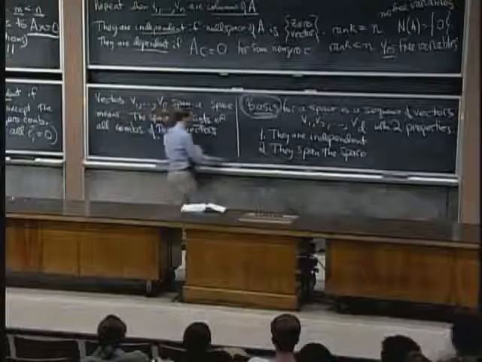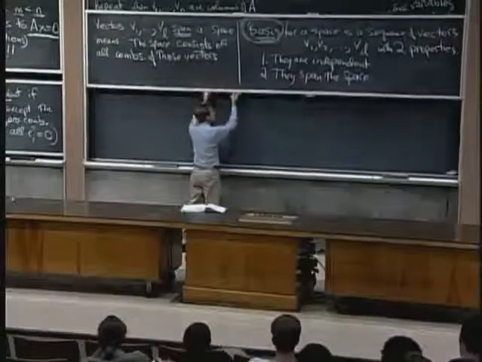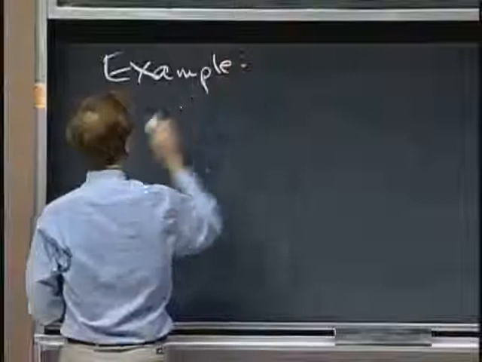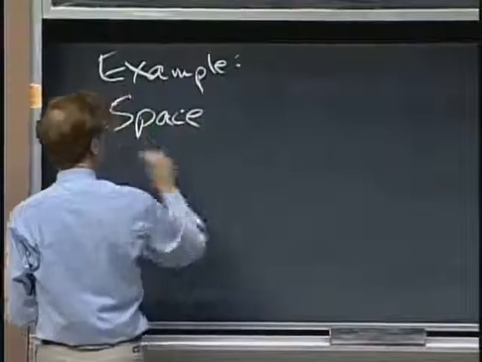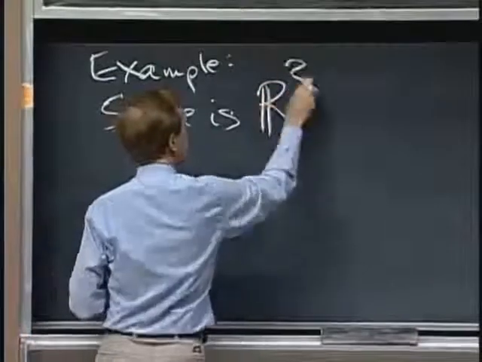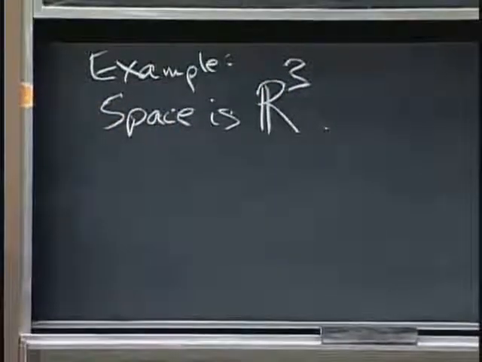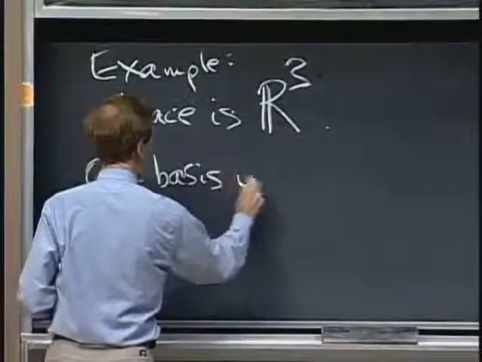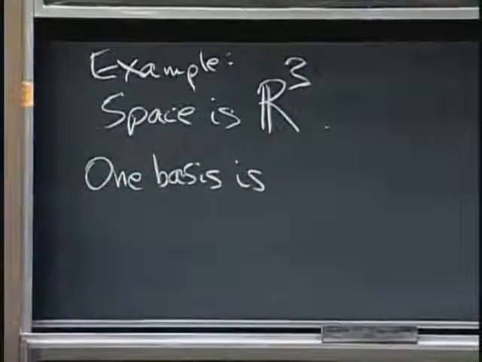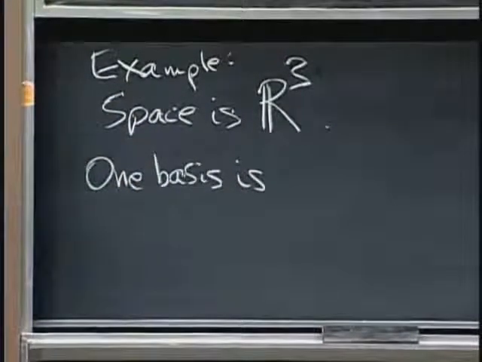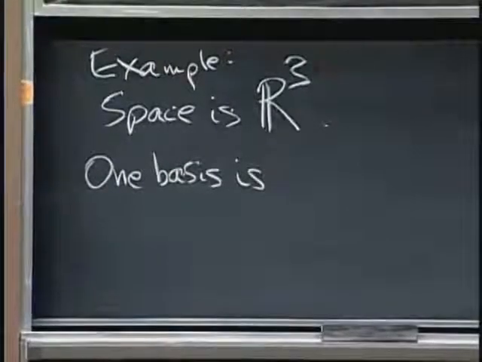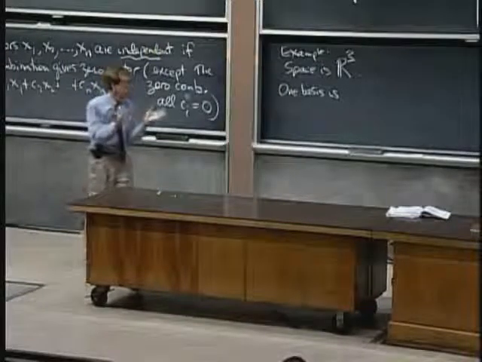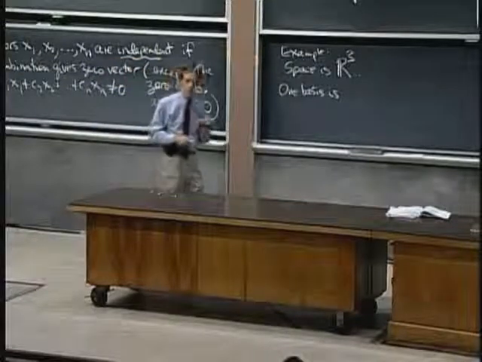A basis. Let me start with an example. The space is, let's make it R3, real three-dimensional space. Give me one basis. I want some vectors, because if I ask you for a basis, I'm asking you for a little list of vectors. And it should be just right. So what would be a basis for three-dimensional space?